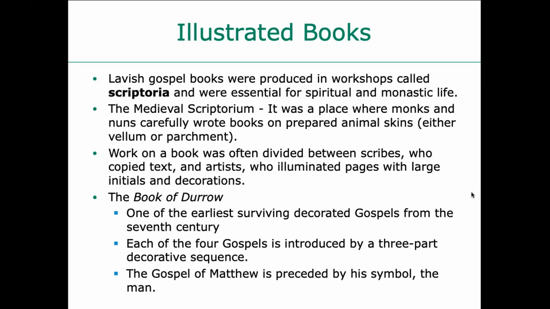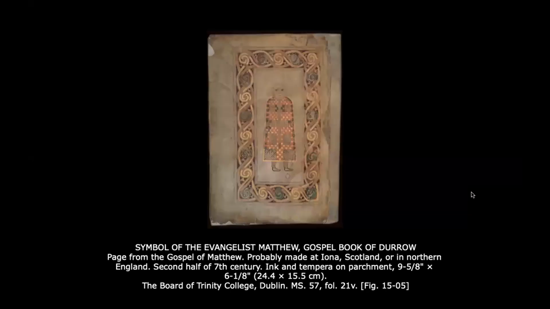with ornamentation and illustrations. Now, the Book of Durrow is one of the earliest surviving decorated Gospels from the 7th century. Each of the four Gospels is introduced by a three-part decorative sequence. The Gospel of Matthew is preceded by his symbol, the man. And so here we have the symbol of the evangelist Matthew, Gospel Book of Durrow.